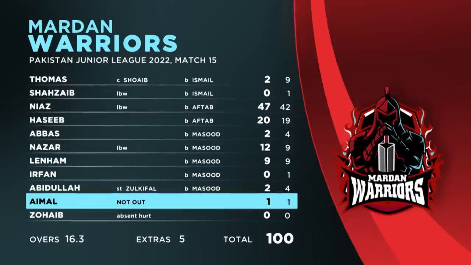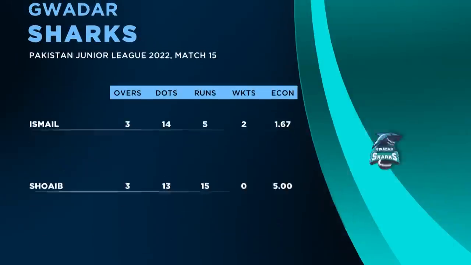Well, at the end of 16.3 overs, the Mardan Warriors only managed 100 runs and they lost those 9 wickets. The last batter being retired hurt, he wasn't available to bat. Very unlike Mardan Warriors, the kind of cricket they played throughout the tournament, this was a completely jet-lagged performance. Just that one partnership between Niaz, 47, and Haseeb, 20, that looked good, but the rest of the batters were nowhere close to the required run rate.